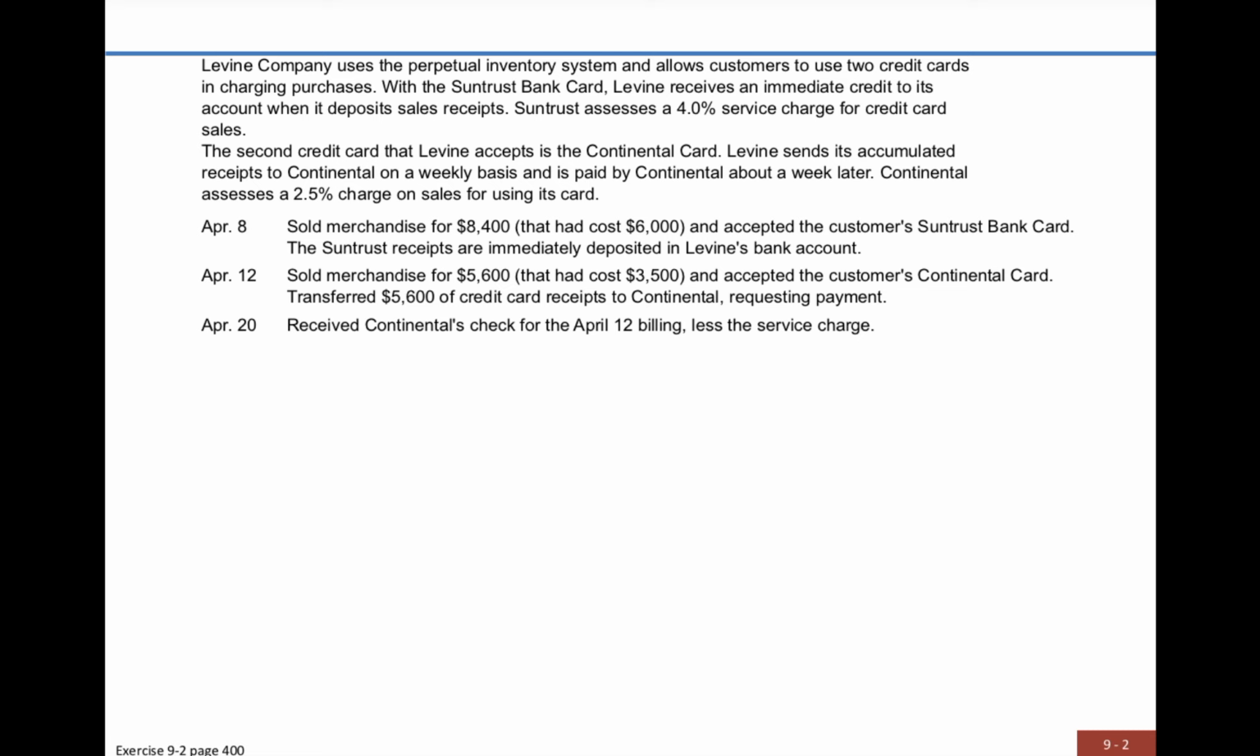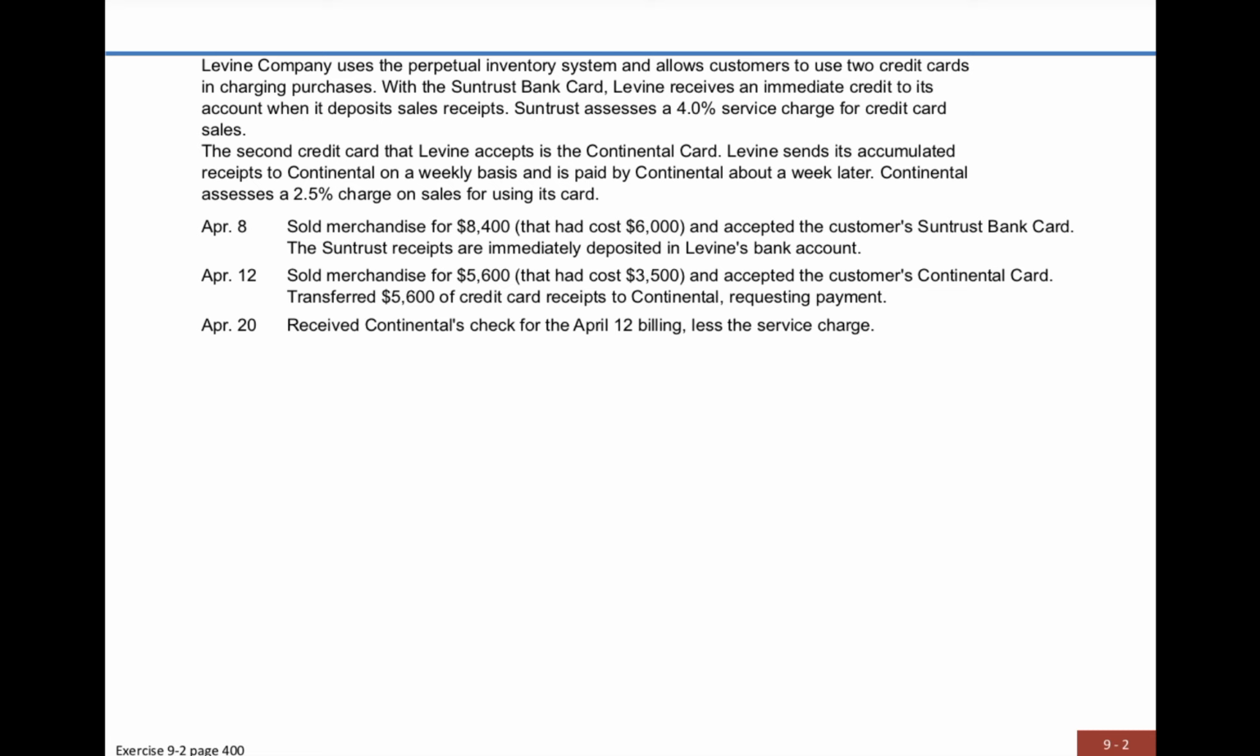Second credit card that Levin accepts is the Continental card. For this one, Levin sends its accumulated receipts to Continental on a weekly basis and is paid by Continental about a week later, so it's not immediate. Continental also assesses a service charge, but this one is 2.5% instead of 4%. So what are we going to do here? First of all, we're going to record these transactions.